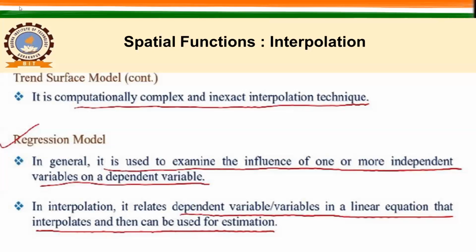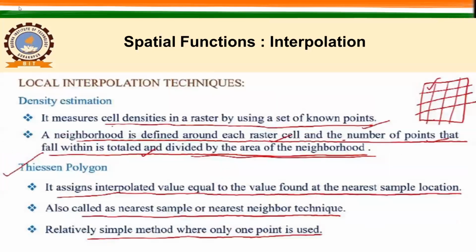Now for the local interpolation technique, we have density estimation. It measures the cell density in a raster by using a set of known points, and a neighborhood is defined around each raster cell, and the number of points that fall within it is totaled and divided by the area of the neighborhood. So again here you have to correlate with your satellite data where you had a pixel.